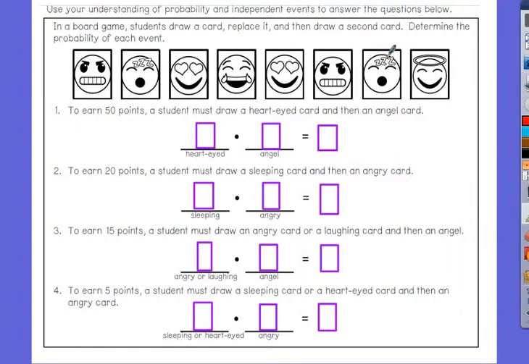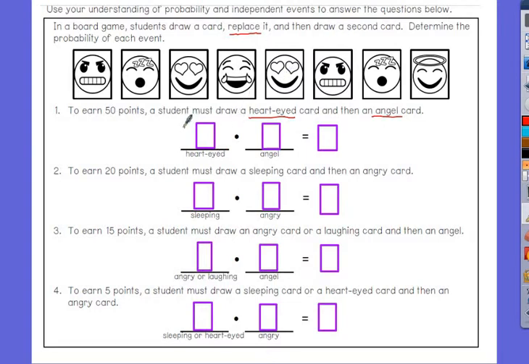It says in a board game, students draw a card, replace it, keyword there, and then draw a second card. Determine the probability of each. Alright, looking at number 1, it says to earn 50 points, a student must draw a heart-eyed card and then an angel card. So I'm going to look at heart-eyed first. How many cards have heart eyes?